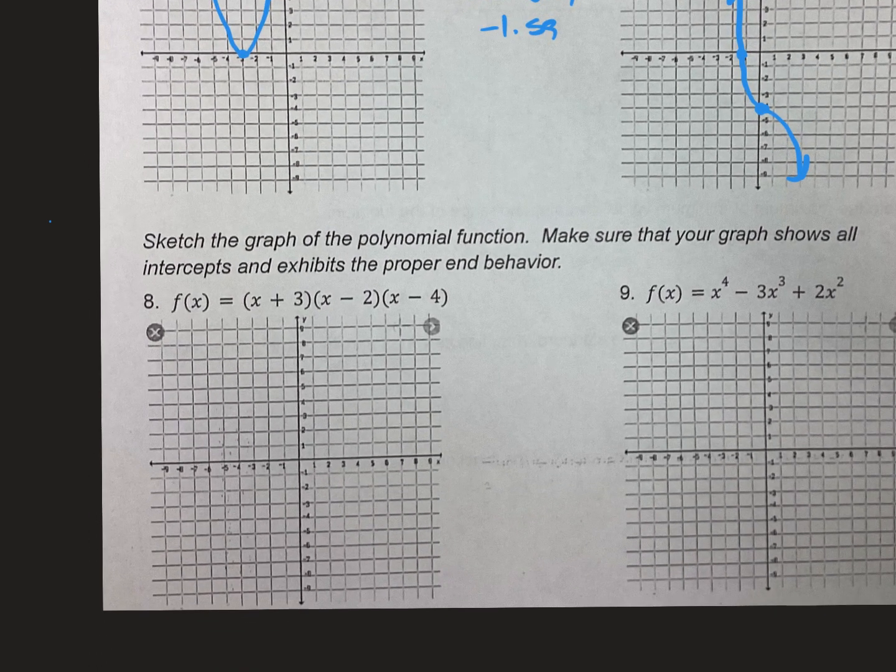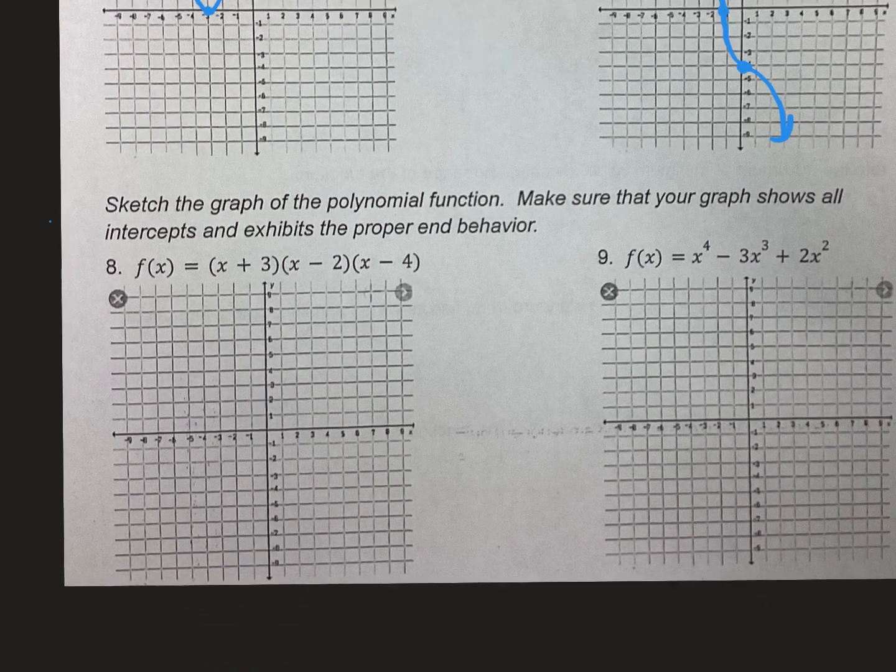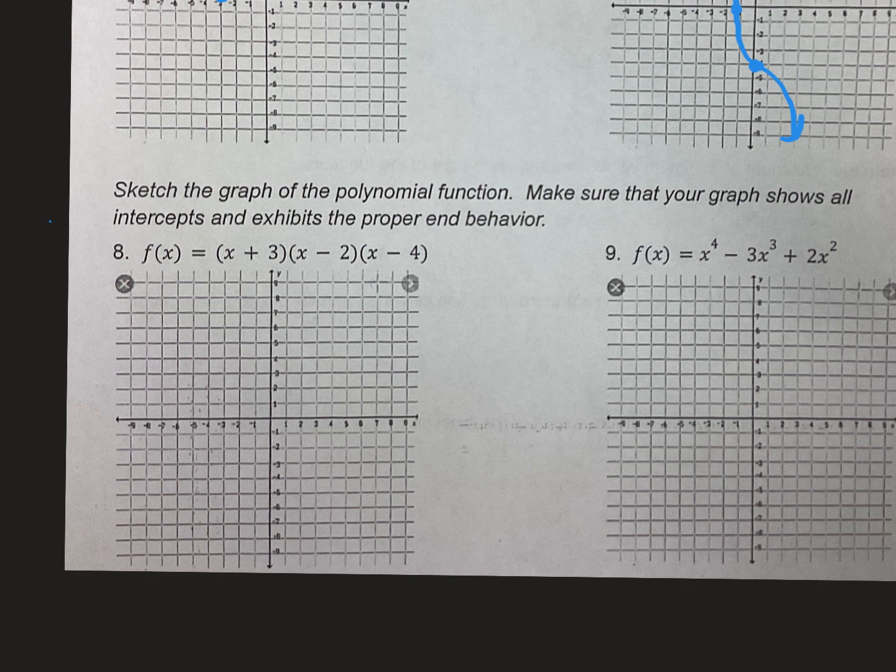Number 8. Sketch the graph. Make sure we get the right end behavior. Let's put the zeros on here. I got -3, +2, +4. Let's find the y-intercept also. Put zeros in everywhere. So it's going to be 3 times -2, which is -6, times -4, -24. Are you kidding me? Yeah, way down here somewhere. So your y-intercept's way down there.